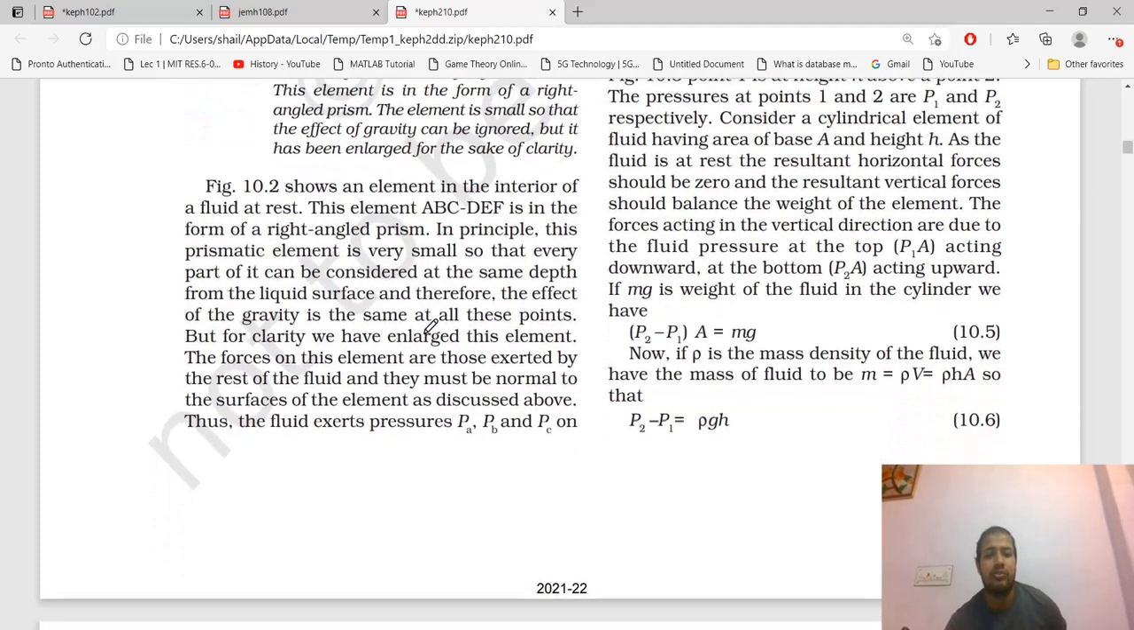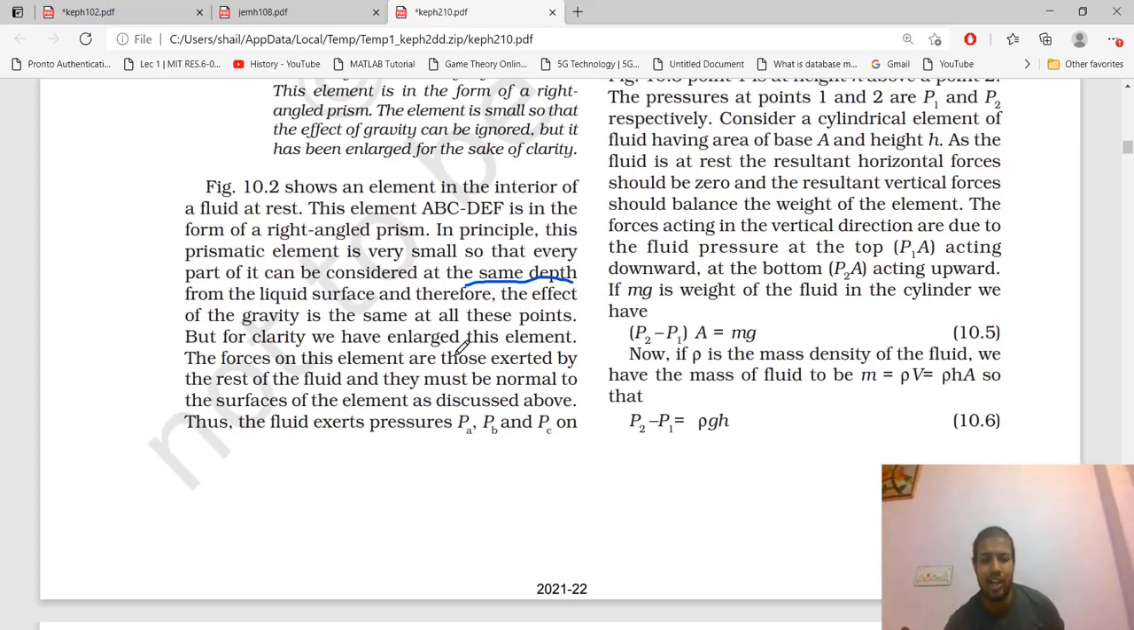Figure 10.2 shows an element in the interior of a fluid at rest. This element ABCD is in the form of a right angle prism. In principle, this prismatic element is very small, so that every part of it can be considered at the same depth. As I mentioned, we will ignore the height difference between one point of the prism and another point. This is a very small surface. It is considered to be at the same depth from the liquid surface, and therefore the effect of gravity is the same at all these points. But for clarity, we have enlarged this element.